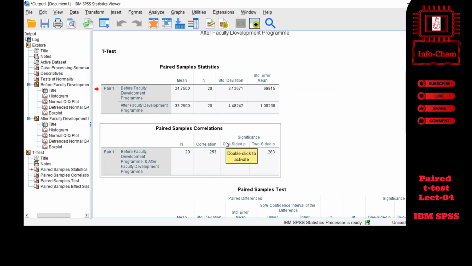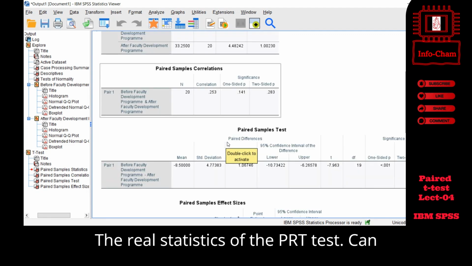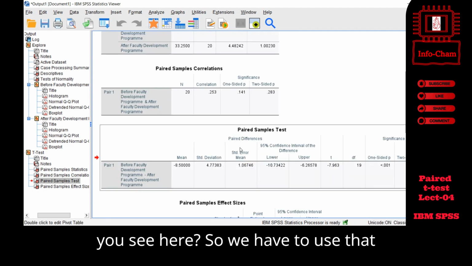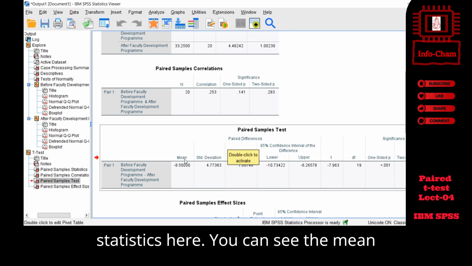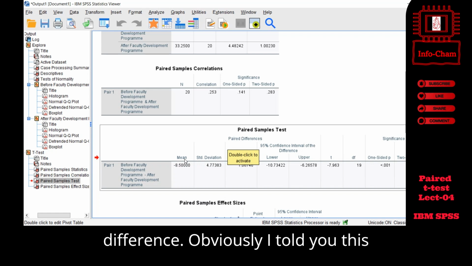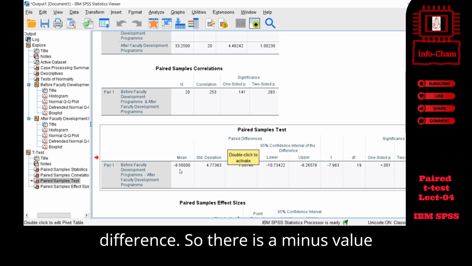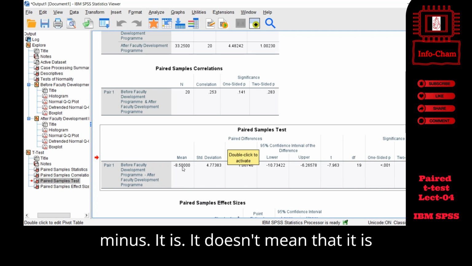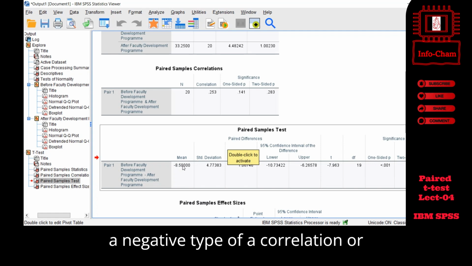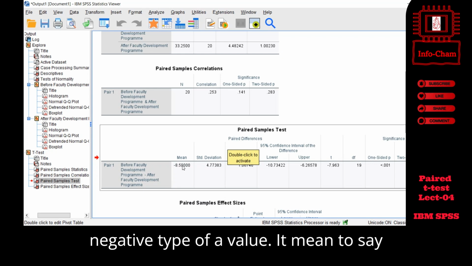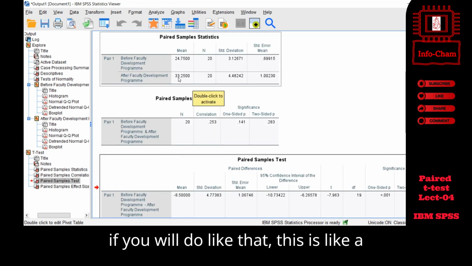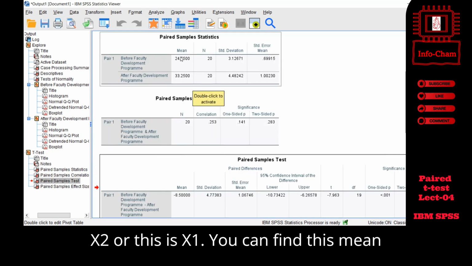Now, the real statistics of the paired t-test. Can you see here? We have to use that statistic. Here you can see the mean difference. Obviously, I told you our task is to calculate the mean difference. So there is a minus value. Minus doesn't mean that it is a negative type of correlation or negative type of value. It means that if you do it like that, this is like x2 or this is x1. You can find this mean value.